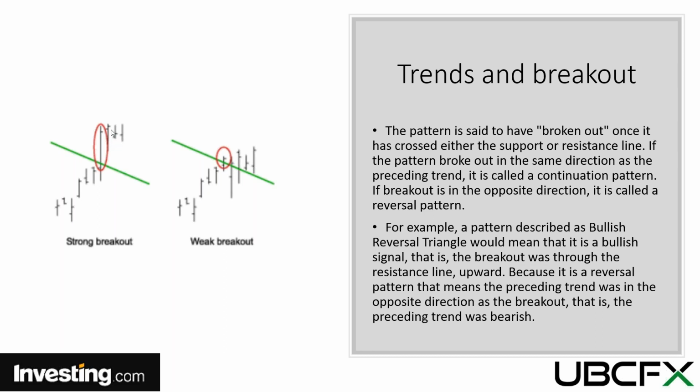So a pattern is said to have broken out once it has crossed either the support or resistance line. If the pattern broke out in the same direction as the preceding trend, it's called a continuation pattern. If it broke out in the opposite direction, it's called a reversal pattern.